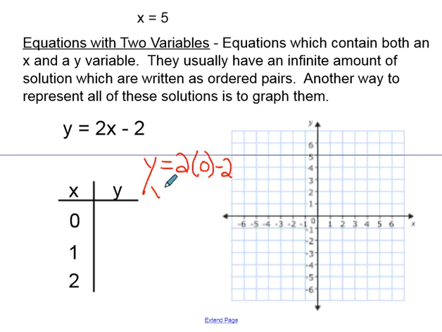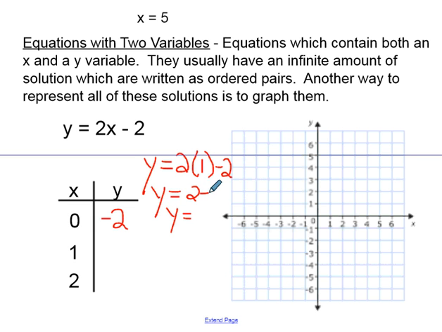I'm going to start with the x value of 0, and I'm going to plug it in here for x. So I'm going to have y equals 2 times 0 instead of times x minus 2. And when I solve that, I'll get 0 minus 2, or y equals negative 2. So I'm going to put that value in here for y. And this tells me that when x equals 0, y equals negative 2.